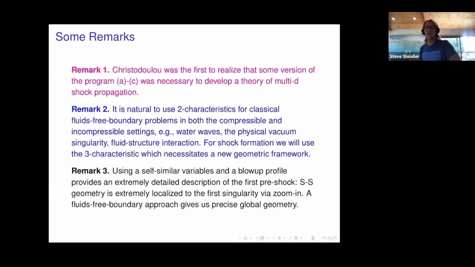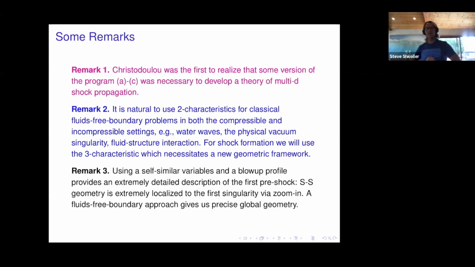And what I wanted to say was that while we're going to study the three characteristic problem, if you look at problems where the boundaries or interfaces are moving by the two characteristic, which is the common feature in incompressible fluid flow, such as water waves or physical vacuum singularity, fluid structure interaction, in lots and lots of scenarios, you'll see that basically the setting we're creating here is the three characteristic variant of the classic two characteristic fluids free boundary problem.